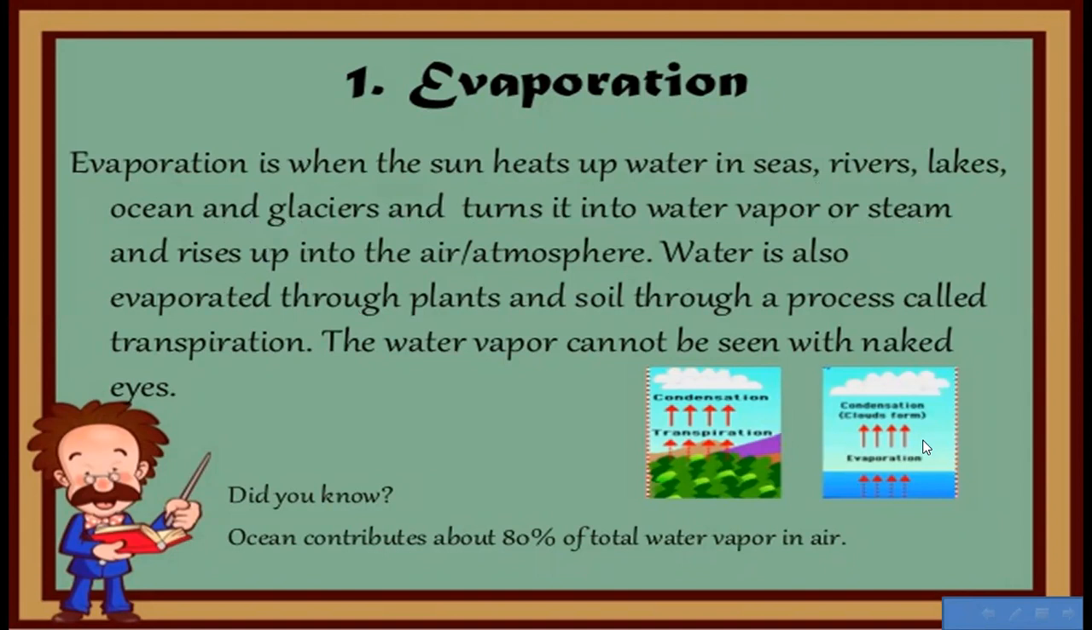Water is also evaporated through plants and soil through a process called transpiration. The water vapor cannot be seen with the naked eye. Evaporation is when the sun heats up water in seas, rivers, lakes, oceans, and glaciers and turns it into water vapor or steam. Did you know oceans contribute about 80% of total water vapor in the air? This is for your extra knowledge.